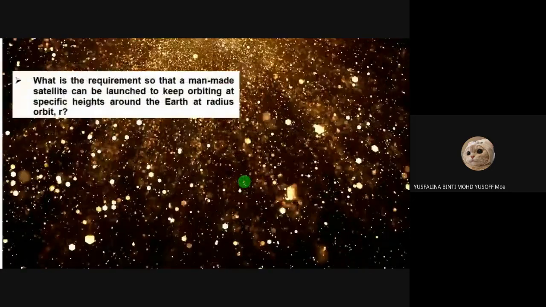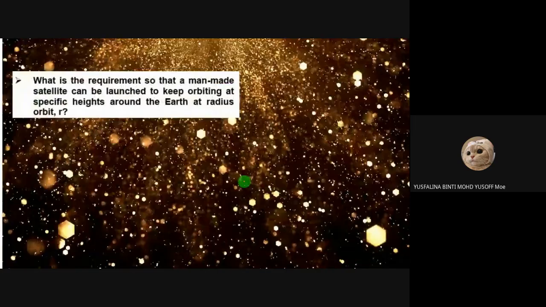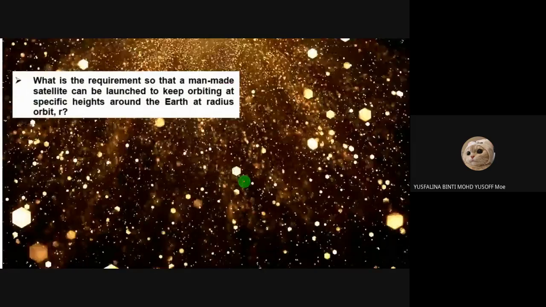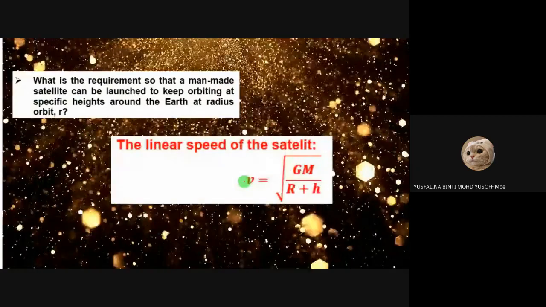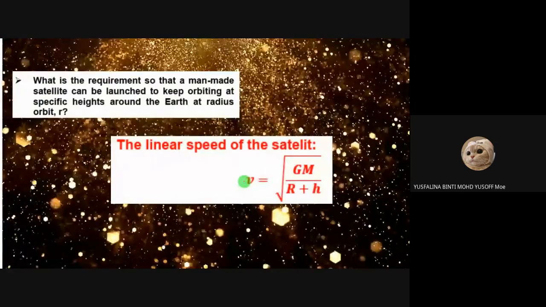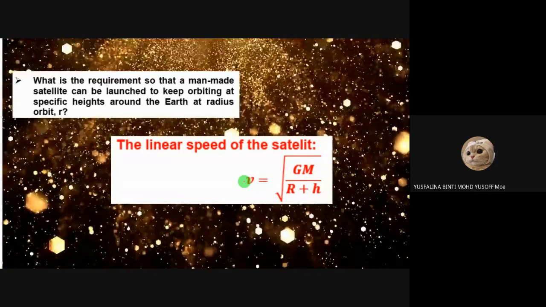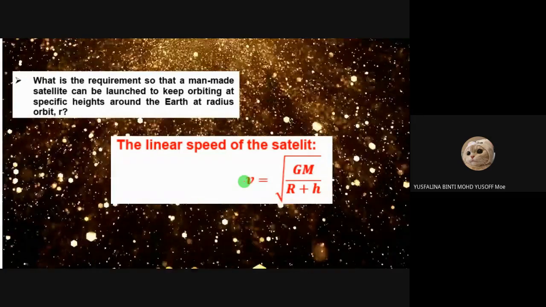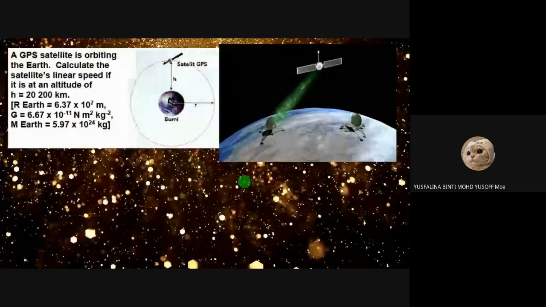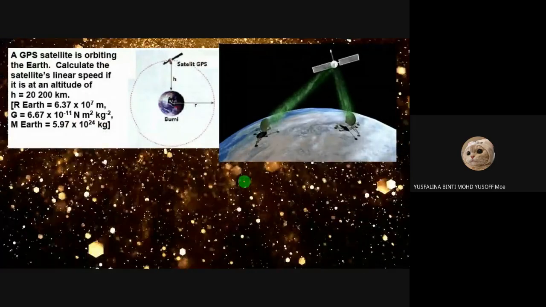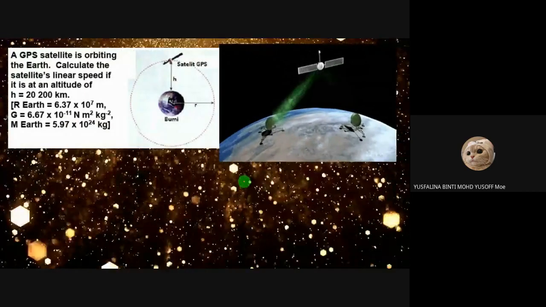Alright, what is the requirement so that a man-made satellite can be launched to keep orbiting at a specific height around the Earth at orbit radius r? So what is the requirement that we need? It's actually the linear speed. So we need to know the speed of the satellite when it rotates around the Earth, so it will not come back to the Earth, right? Like China's rocket satellite, I think it has already landed.